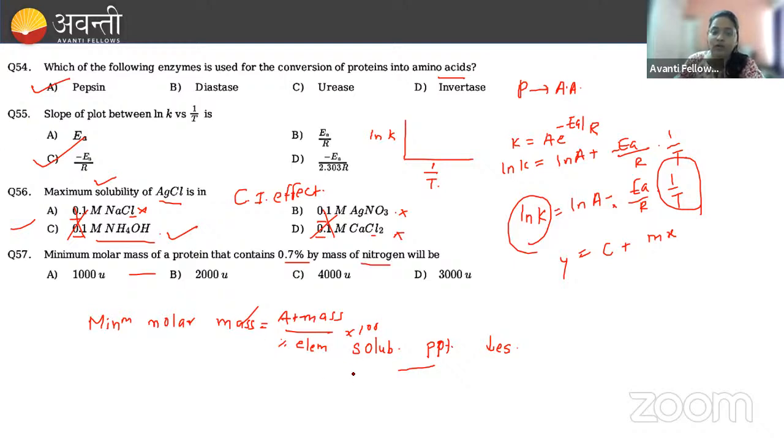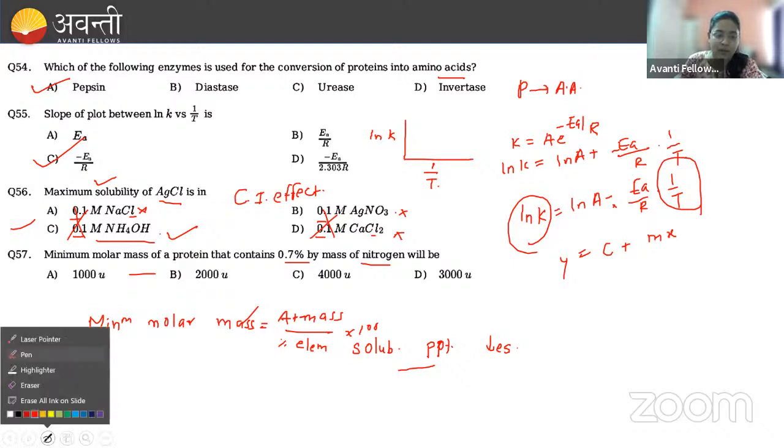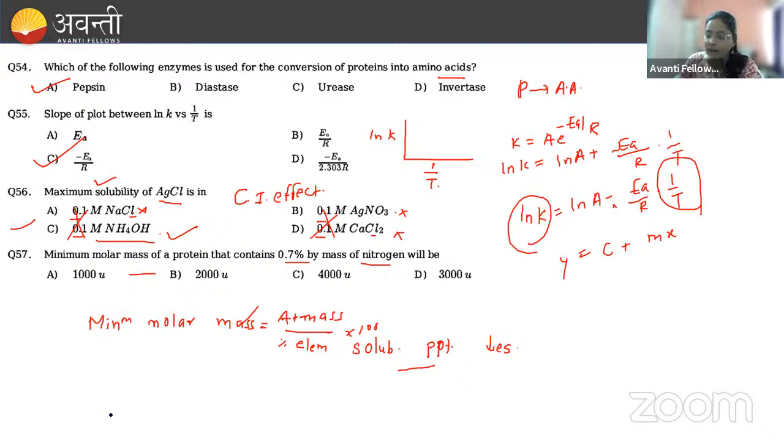So here we need to find out the molar mass for a given compound. In order to find that molar mass, we need to put the atomic mass of the given element. So what is the element? Nitrogen. Divided by its percent, 0.7%, multiplied by 100. You just do this simple calculation, you will get the answer B, that is 2000 u. Any doubt? Yes, green is visible, right? Everyone?